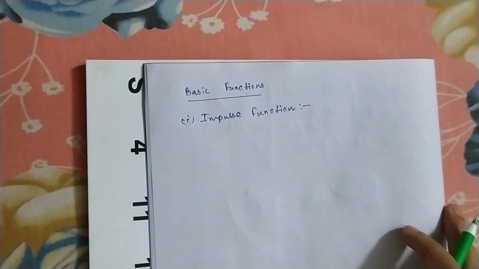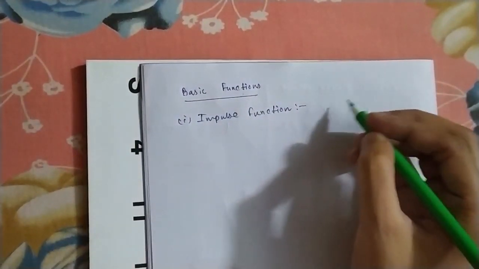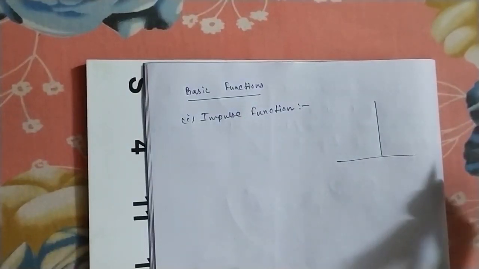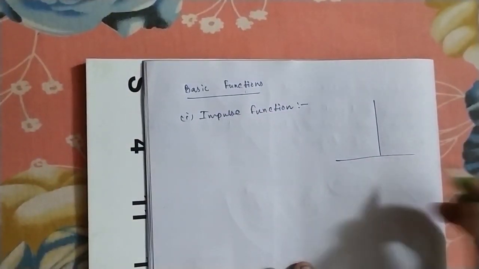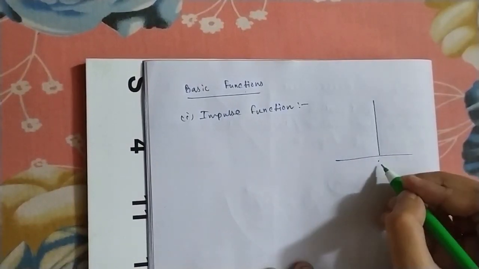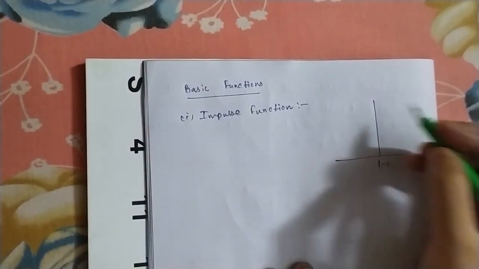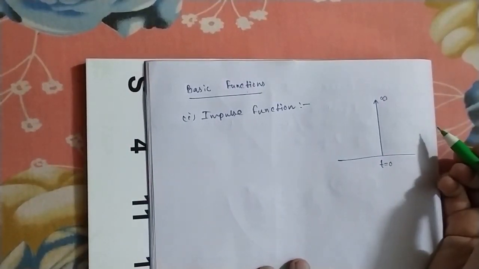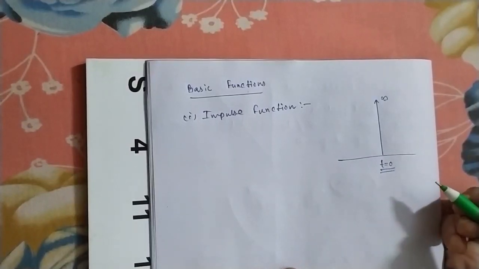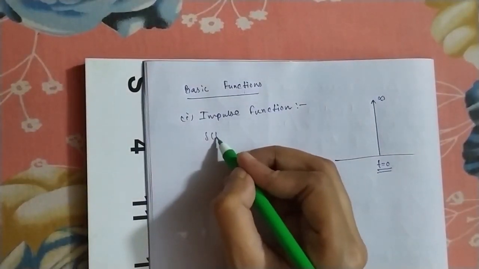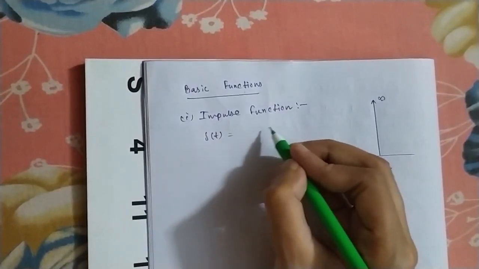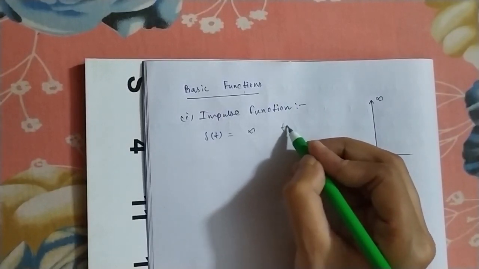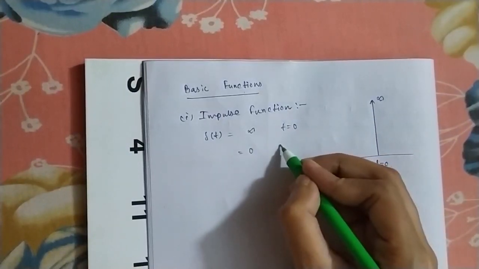The impulse function is the function which has a magnitude or value at only one instant of time. Here I am taking the only instant as t equal to 0, and it has infinite magnitude at that time instant t equal to 0. The impulse function is denoted by delta of t. Delta of t is equal to infinity at t equal to 0 and 0 elsewhere.